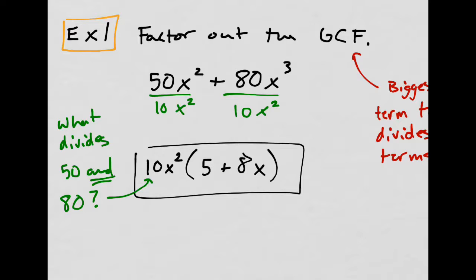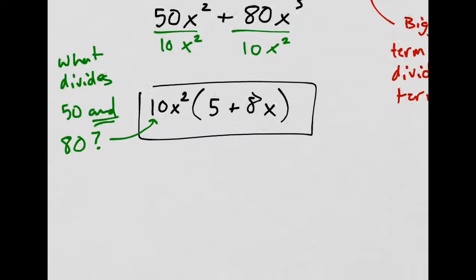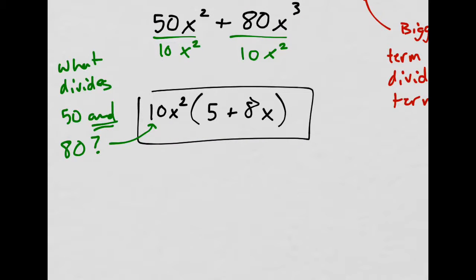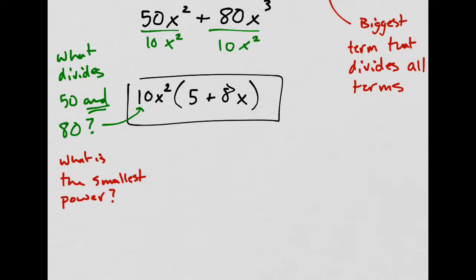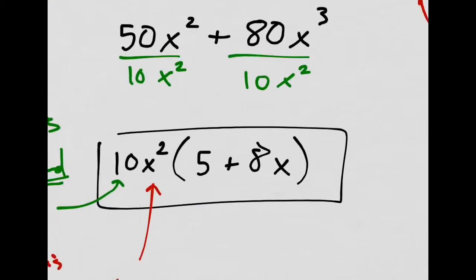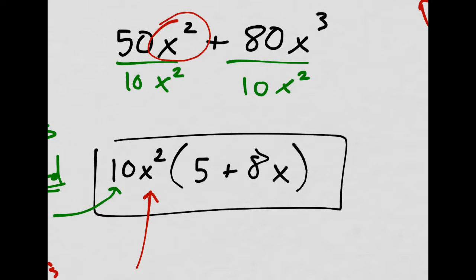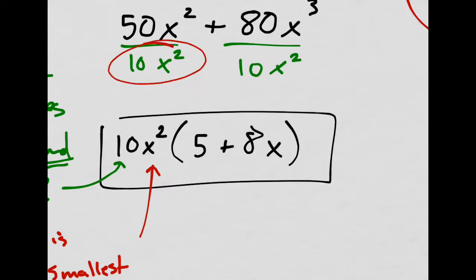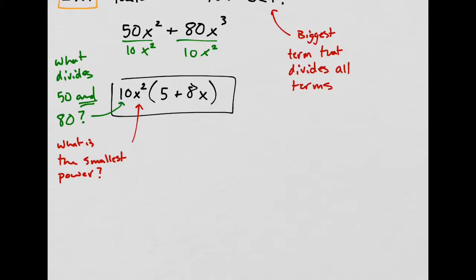And then the other question that I was asking myself is, what's the smallest power that I have? And I'll divide by that as well. And that's where the x squared came from. I can only divide out the smallest power because this one only has 2 of them. I can't take out more than there are. When I say take out, I'm talking about dividing. I can't divide by more than what there are.